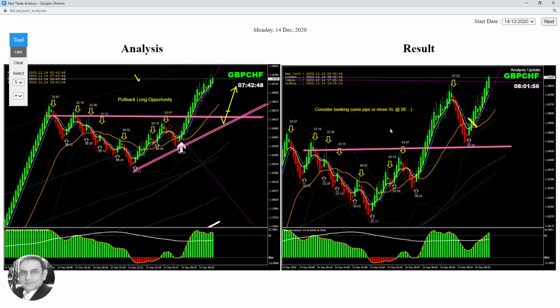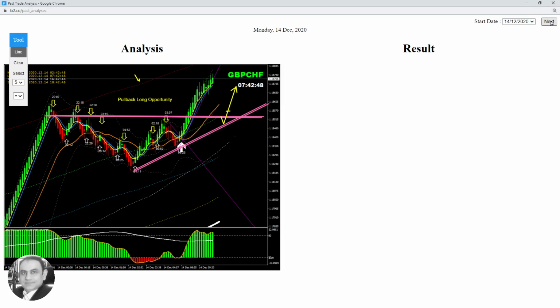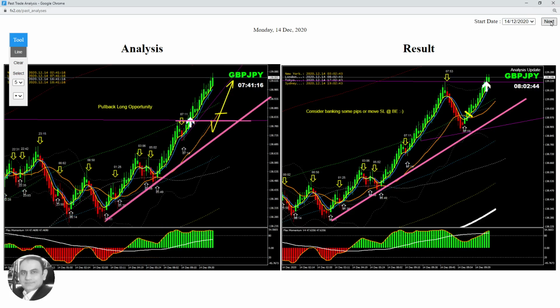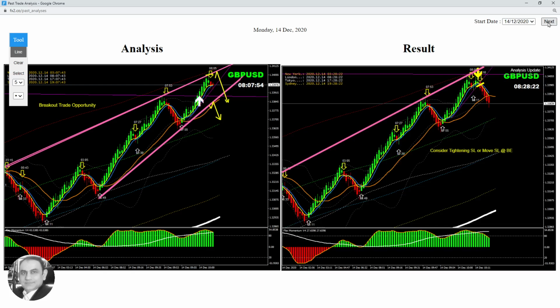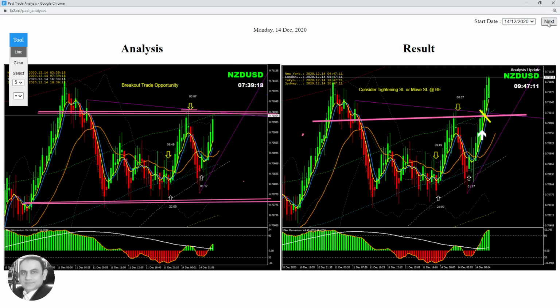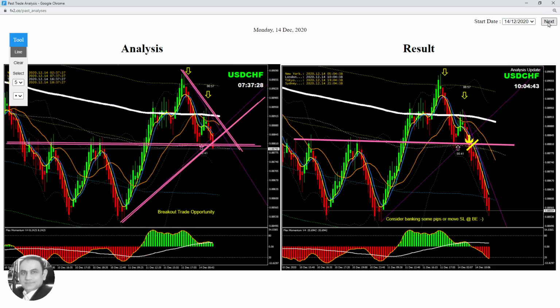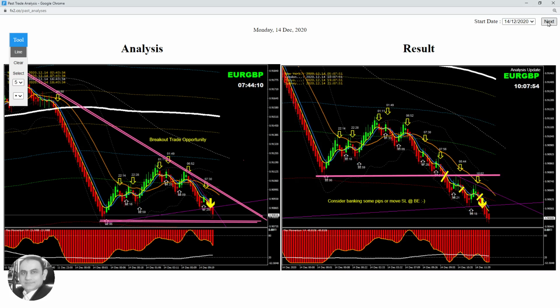I'm just going to go very quickly. We have a lot of analysis today. Amazing volatility. This was pretty straightforward. As you can see, beautiful break, pullback, a long trade on pound Swiss franc, pullback long trade on pound yen, and pound dollar. Beautiful pullback long trade, counter short trade, breakout long trade. This is the dollar Swiss franc, pretty straightforward breakout short trade. Euro pound, pretty straightforward based on the analysis.